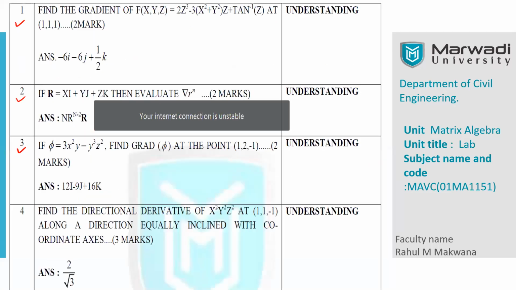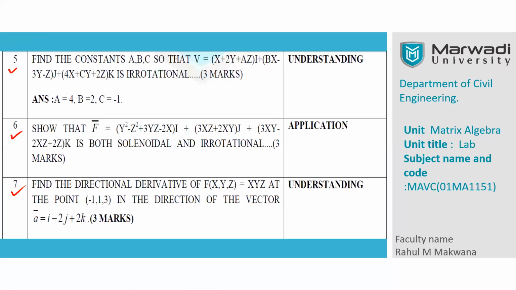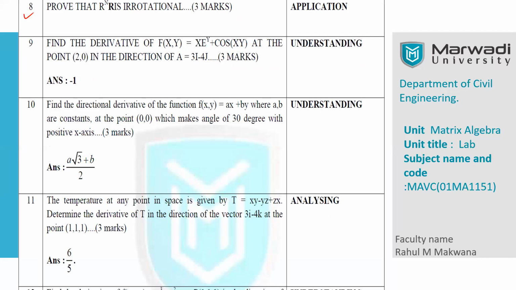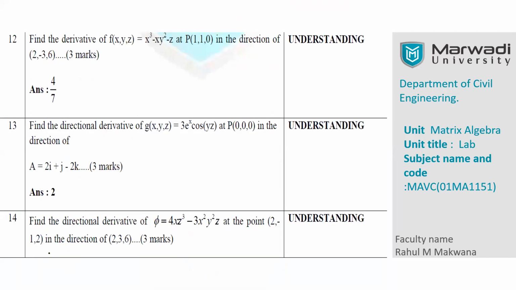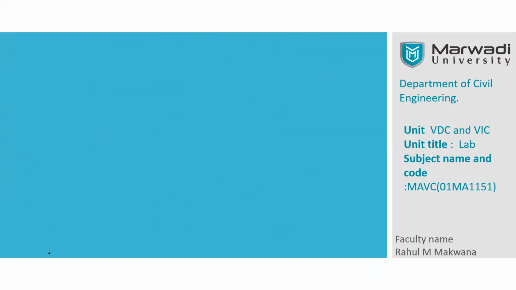See students, the fourth question is remaining. Now 9 number is done, 10 is remaining, 11 is done. Let us see 12, 13, and 14. Question number 12.